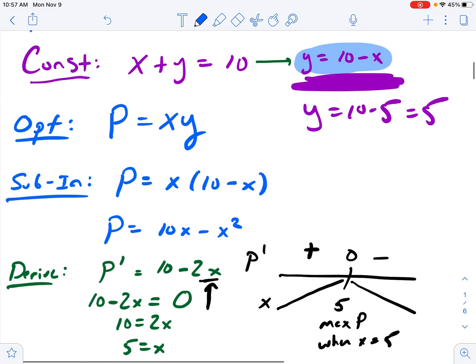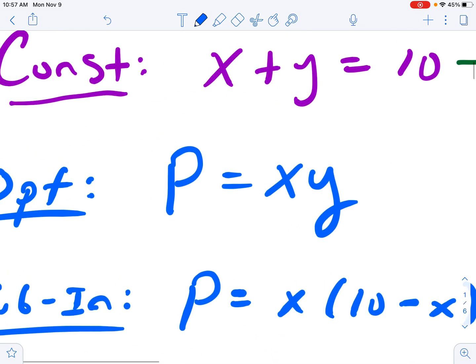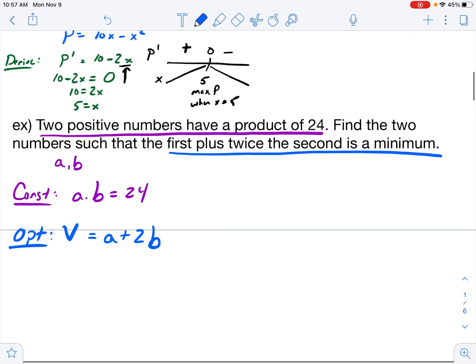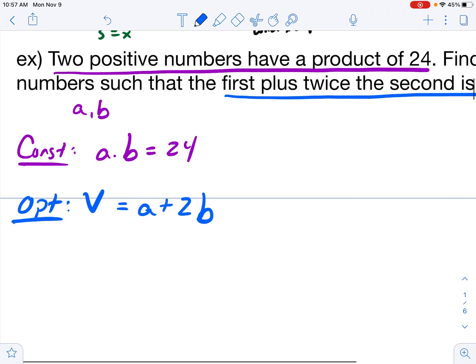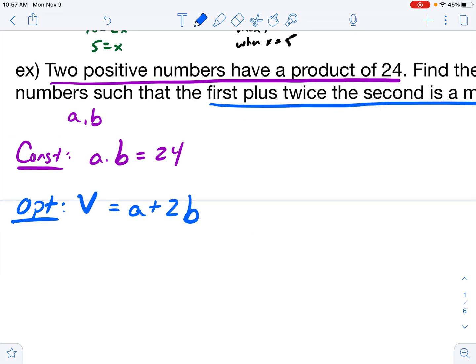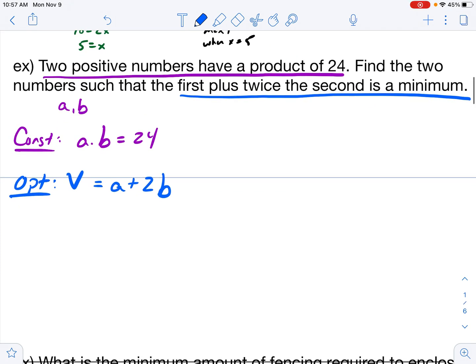I used the letter P up here for product. Product was X times Y. Here we're timesing B by 2 and adding it. It's not so much a sum. It's not so much a product. I'm just using the letter V to represent the value of A plus 2B. Okay? So again, I've got the constraint equal to a constant. I've got the optimization with variables on both sides of the equation.